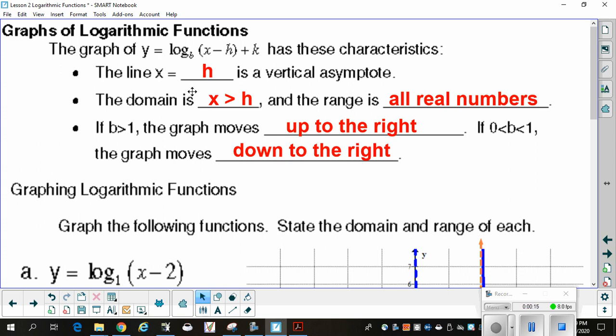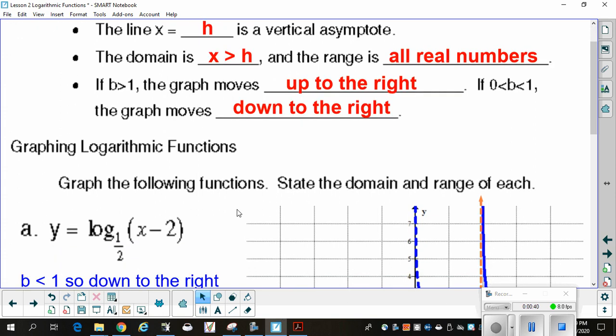The line x equals h is a vertical asymptote. If you don't add or subtract anything to x, then x equals 0 is a vertical asymptote. The domain is x greater than h, and the range is all real numbers. If the base is greater than 1, the graph moves up to the right. If 0 is less than b, which is less than 1, then the graph moves down to the right.